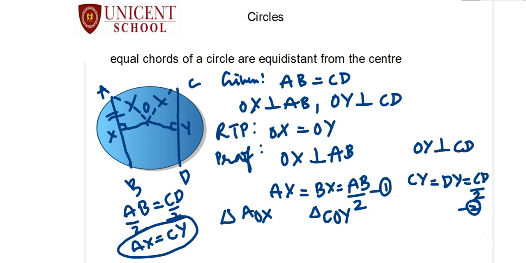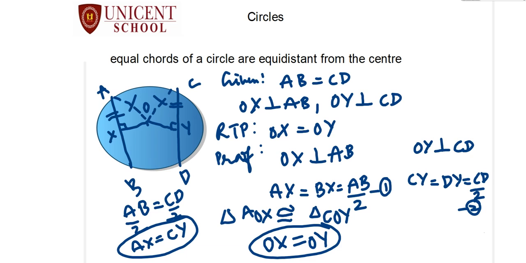So based on the RHS congruency rule, we can say that these two triangles are congruent. Now, since these two triangles are congruent, based on CPCT, we get OX is equal to OY. Hence, we have proved that equal chords of a circle are equidistant from the center.